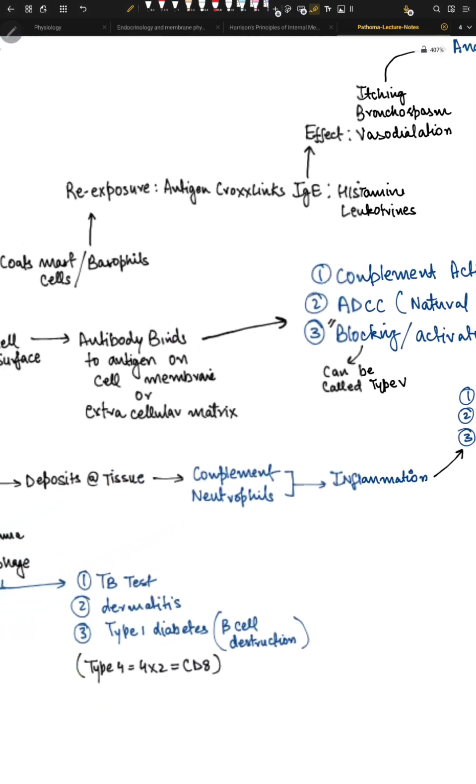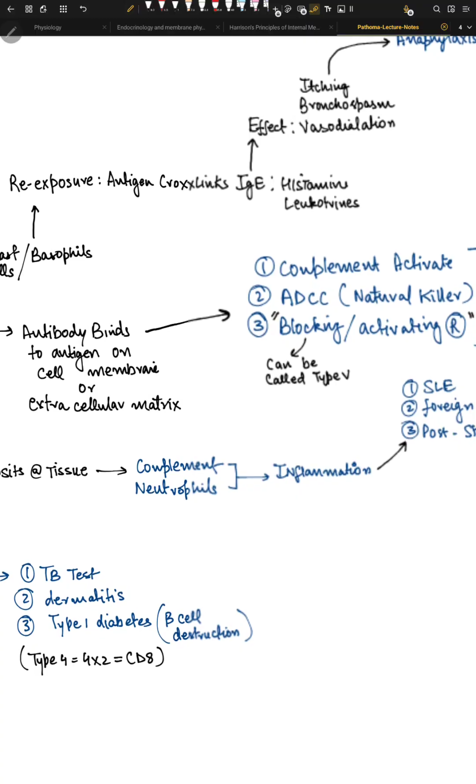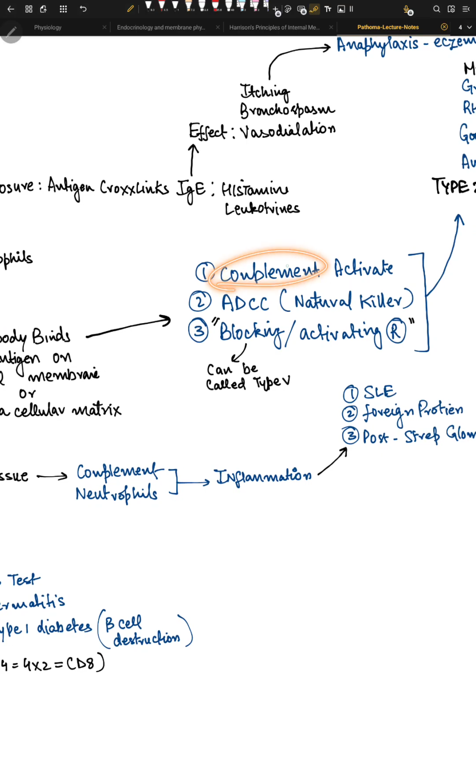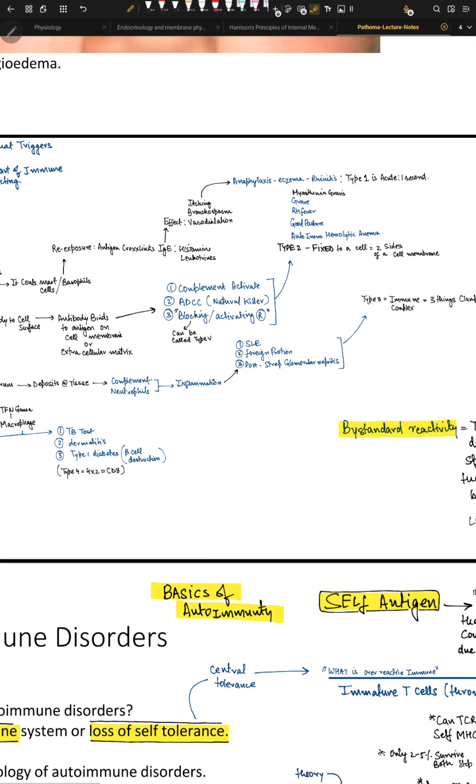So this is cytotoxic. If I'm saying it's cytotoxic, it means some antibodies don't just block, they just activate as well. Cytotoxic means they kill the target cell through cytotoxic mechanisms. One of the mechanisms is the complement system. Complement mediated cytotoxicity is a type 2 hypersensitivity. Okay, now we understand this.